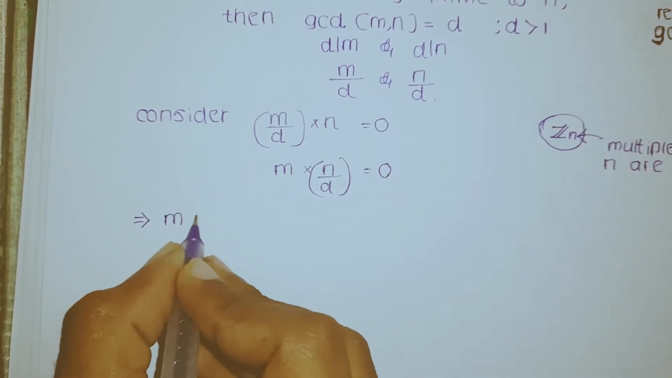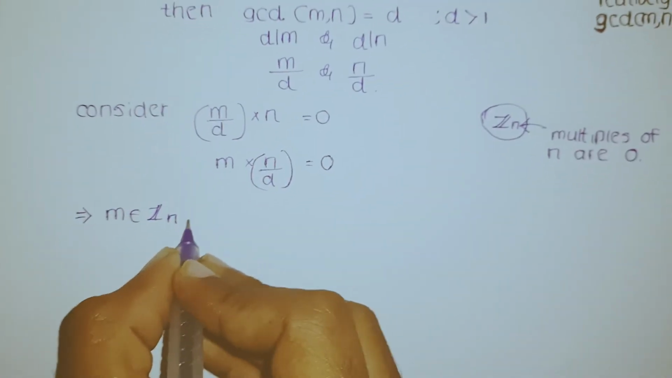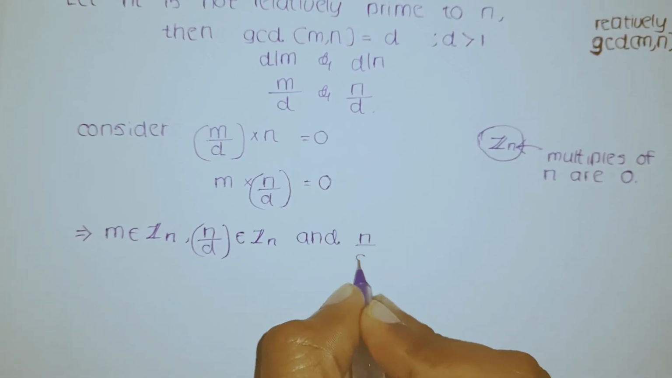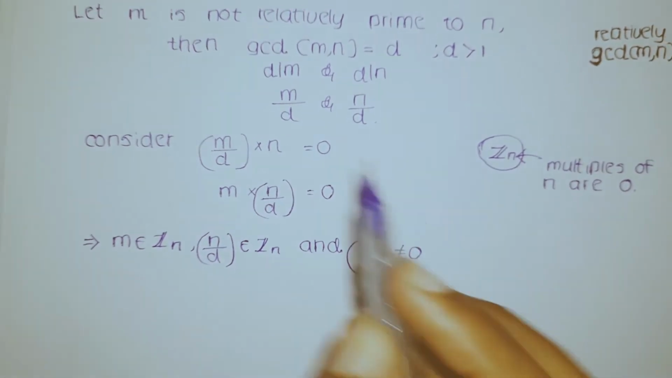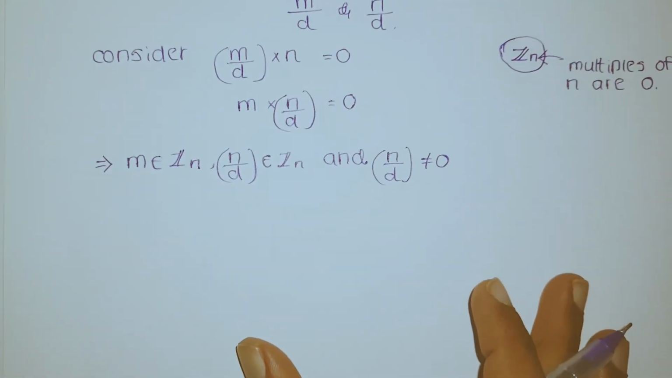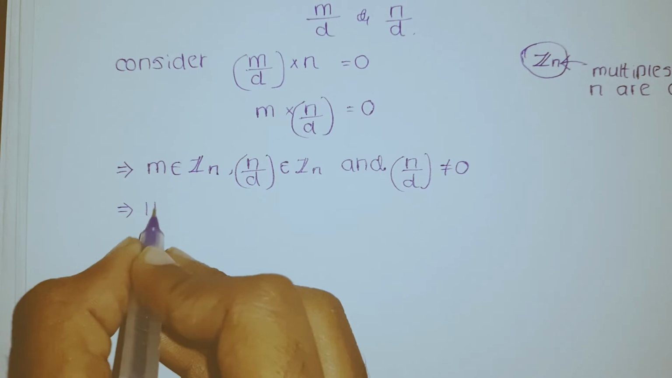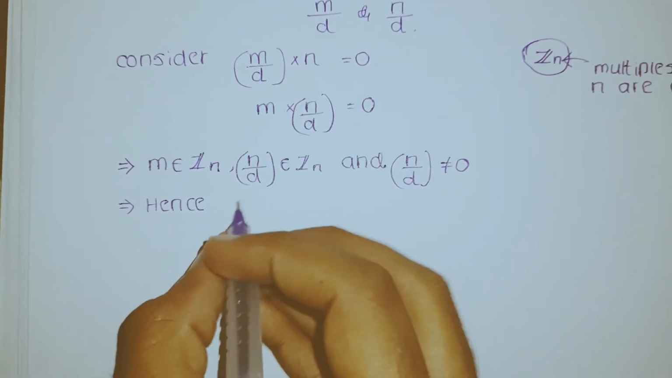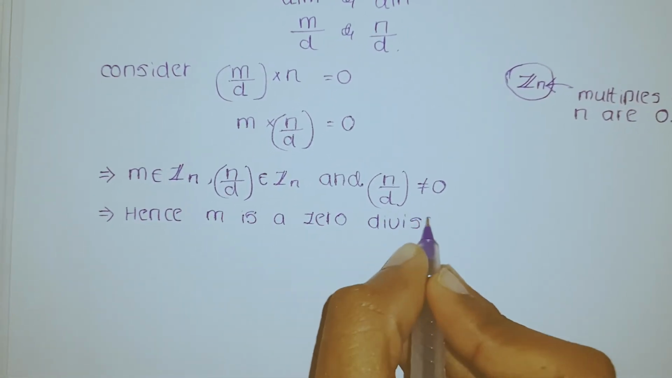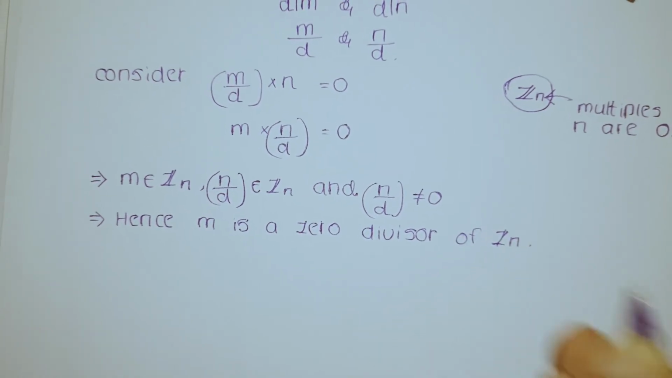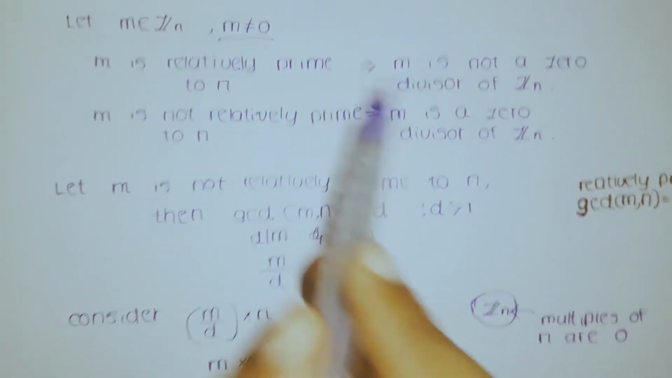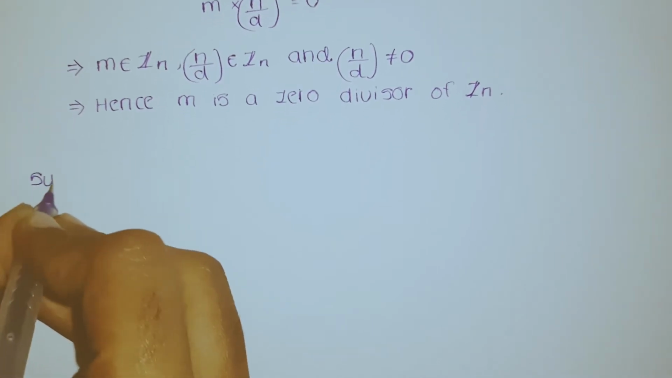That implies m is an element of Zn, n divided by D is an element of Zn, and n divided by D is not equal to 0, and also we know m is not equal to 0. Hence, we can say m is a zero divisor of Zn. Now, we proved the case when m is not relatively prime to n. Let's prove the case when m is relatively prime to n.